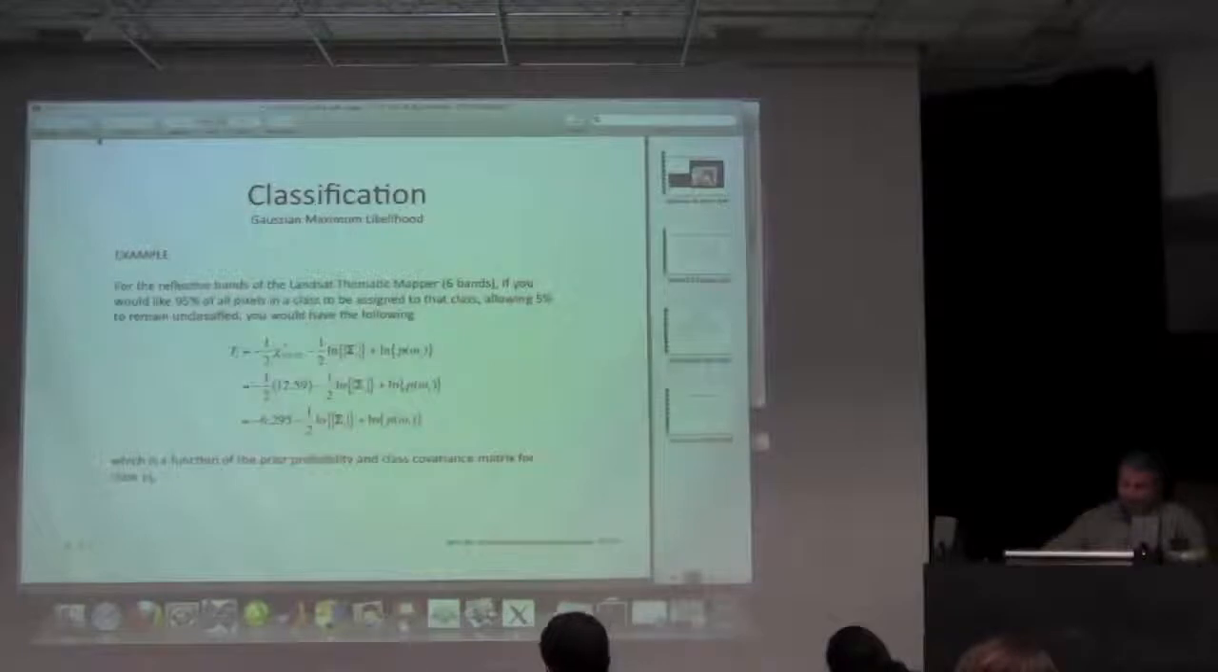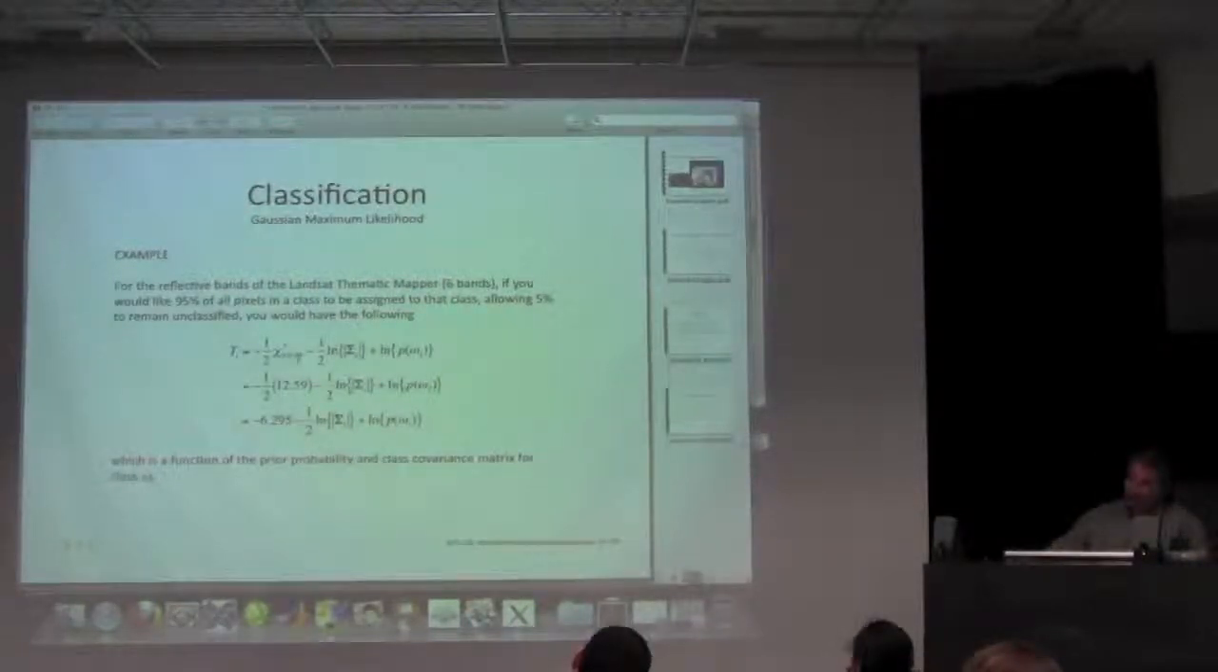All right, and so in this particular case, for 6 bands, 95%, I want to assign 95% of the pixels that are in the class into the class, and I'm willing to leave 5% of them out. And I put in 0.05 or 0.95 in the chi-squared table, come out with a value of 12.59, and then my threshold value is class dependent. Right, so T, the threshold, depends on the class that you're working with because you have the covariance matrix and that prior probability.